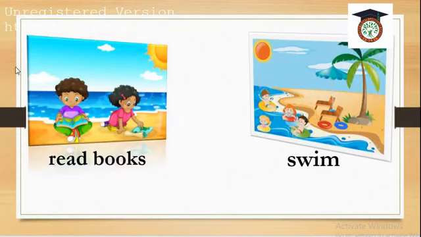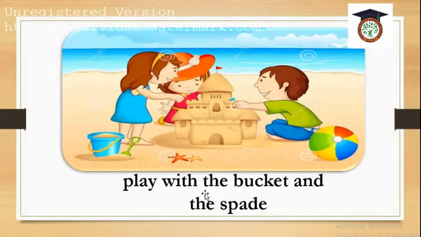What else? What's in the picture here? These are some children, a boy and a girl. What are they doing? They are reading books. So, on the beach, we can sometimes read books. Here, we can find some children swimming in the sea. So, on the beach, we swim in the sea. What else? We play with our buckets. This is the bucket. And spades. This is the spade. Can you see the spade here? The green one? Okay, we can use our buckets and our spades to build a sand castle.